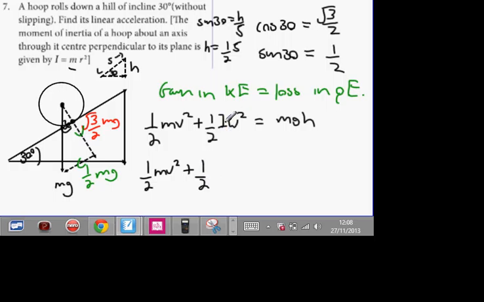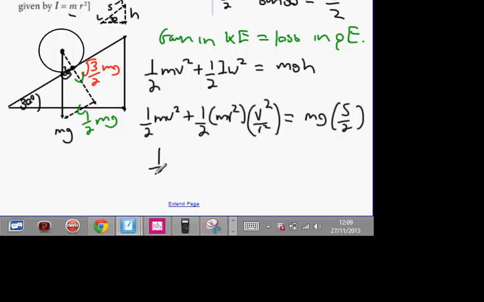Now, what does it tell us about the moment of inertia of the hoop? So we just had to replace that with mr squared. Omega is what it was last time, v squared over r squared. mgh is going to be mgs over 2. Multiply them out. A half v squared plus a half v squared equals mgs over 2. The m cancels. v squared therefore equals gs over 2.